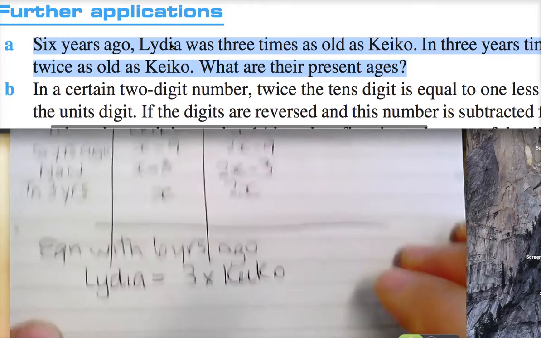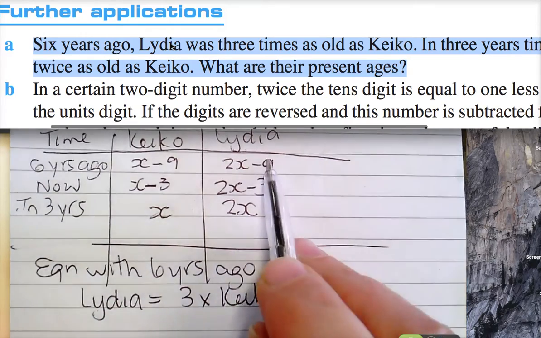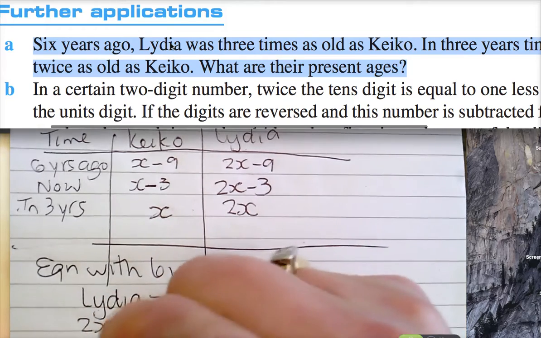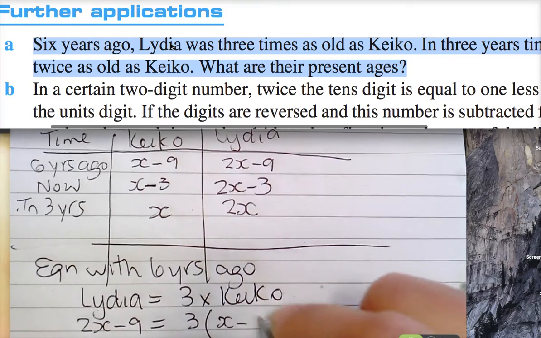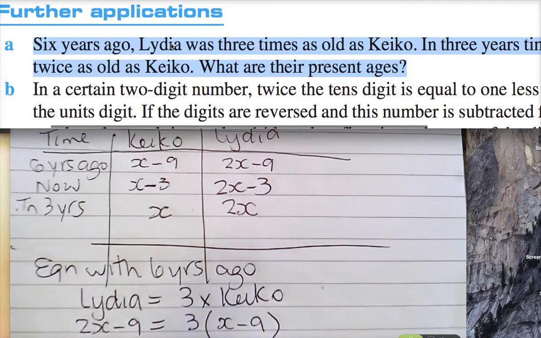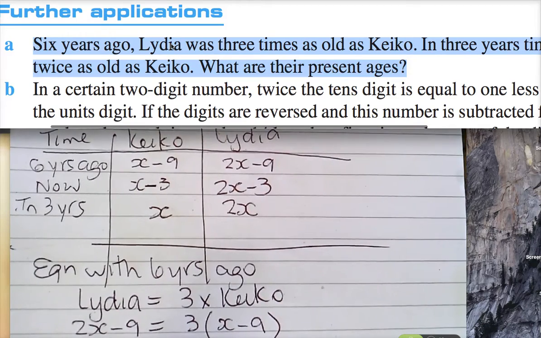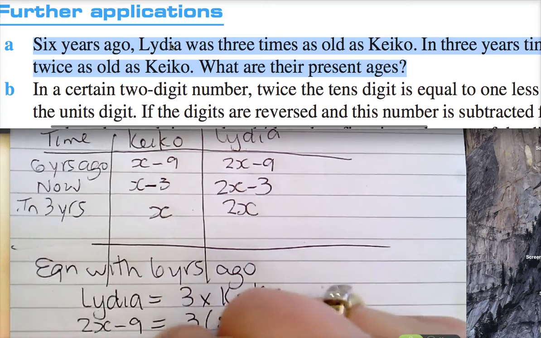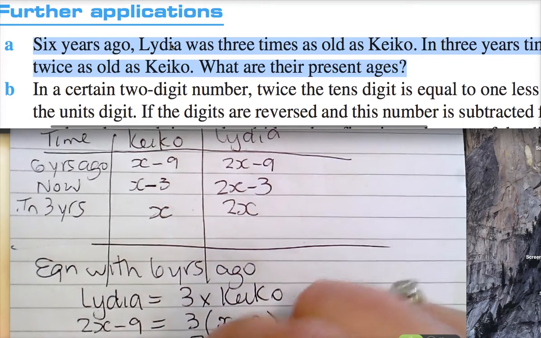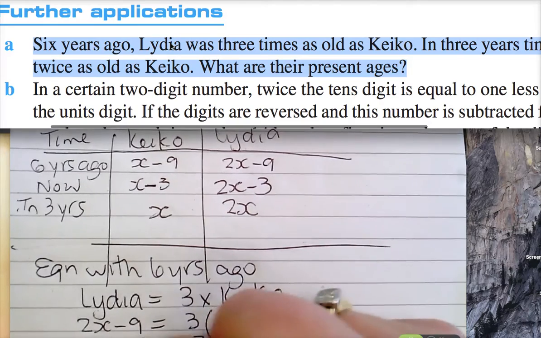So how do I do that? 3. What's 6 years ago? 2x minus 9 equals 3 bracket x minus 9. And then if you solve that, you might get a different value of x because it's talking about a different time, but you will get their same ages when you finish. So you get 2x minus 9 is 3x minus 27. I get x is 18.